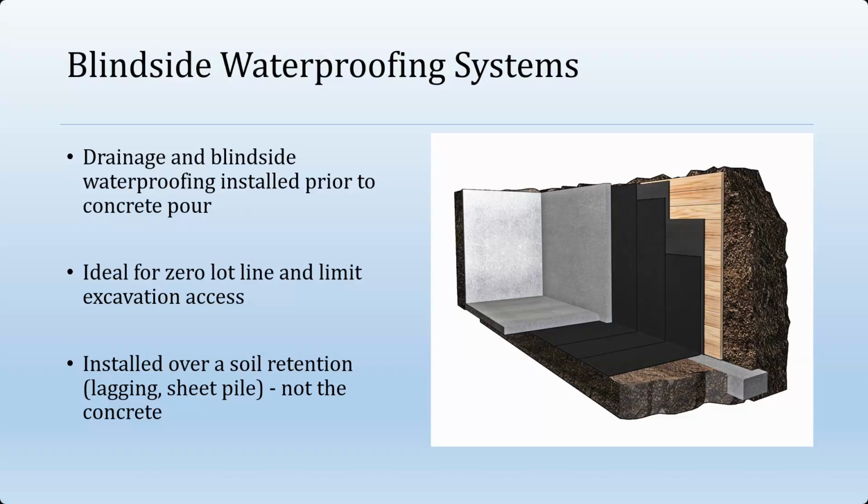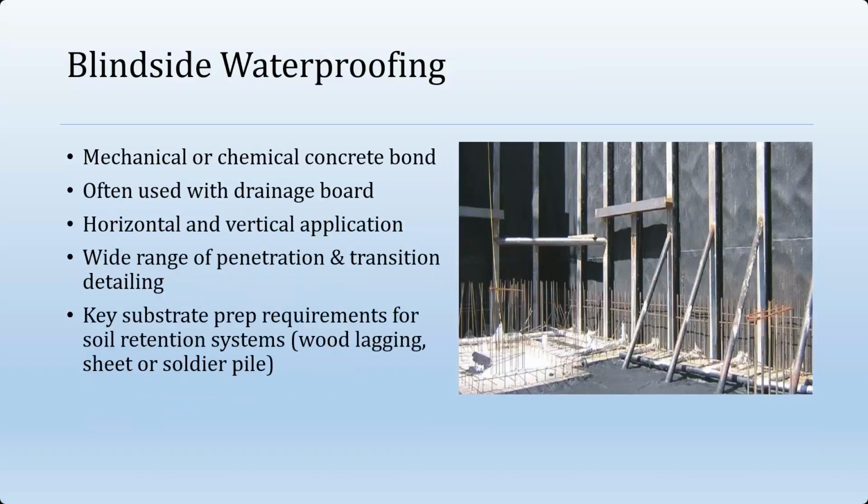If we use these for under slab conditions, they will often be tied into a self-adhering sheet or post-applied waterproofing if we have freestanding vertical walls. If we have zero lot line conditions, very often we'll use these to pre-apply on the exposed bottom of the foundation and then attach them to the wood lagging or sheet pile systems for a very close quartered type of application. So these are, again, either mechanical bond or chemical bond to the concrete, depending on the manufacturer's design of the membrane.